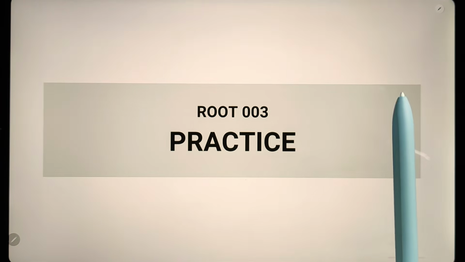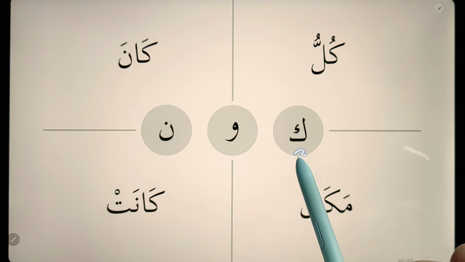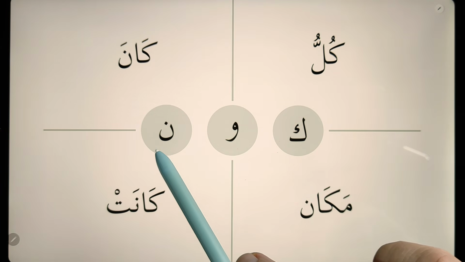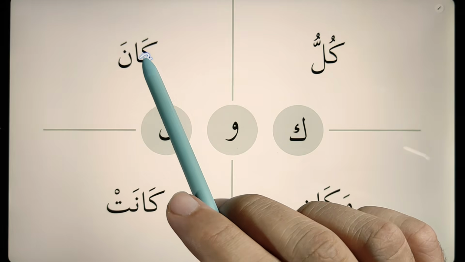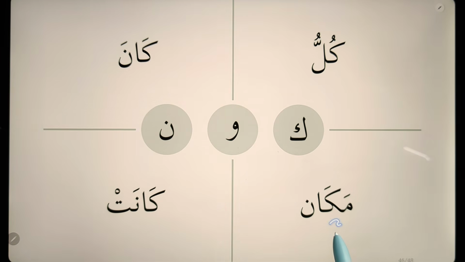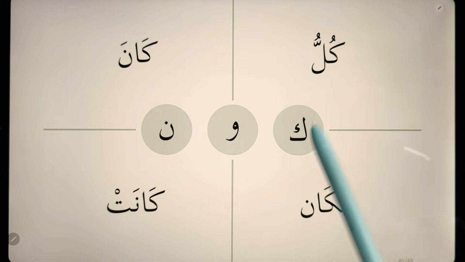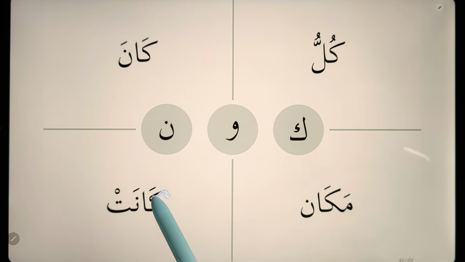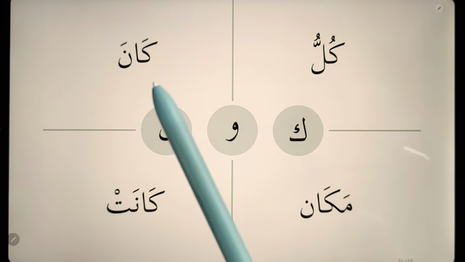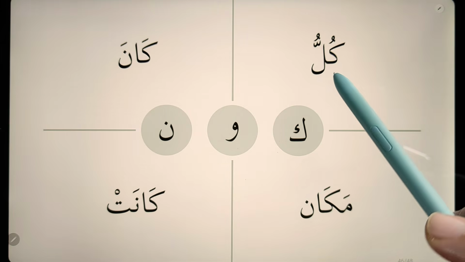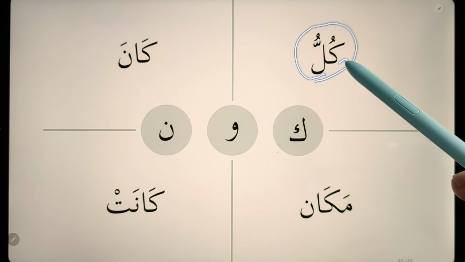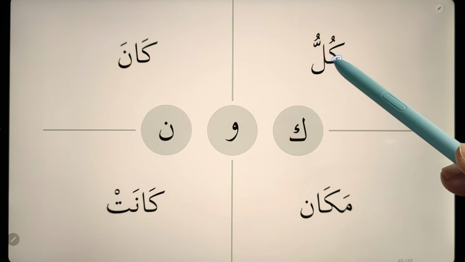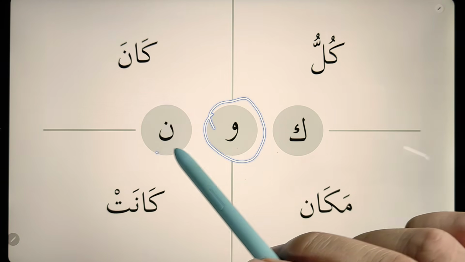Finally, let's do some exercises. Can you try to find the word that doesn't belong to this root here? The root is Kaf-Wa-Noon. We have 4 words, kana, kanat, makan, and kul. Yes, the word that doesn't belong to this root is kul. That is because kul doesn't have waw or noon.